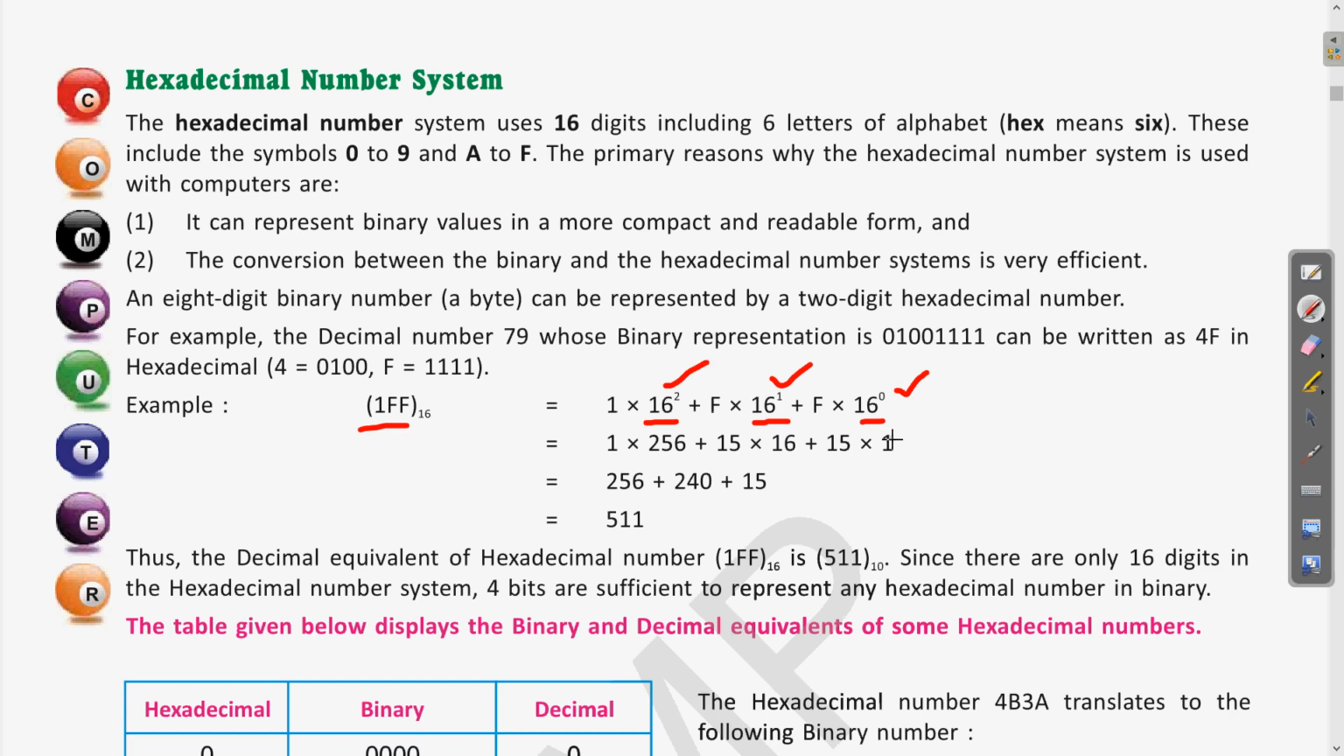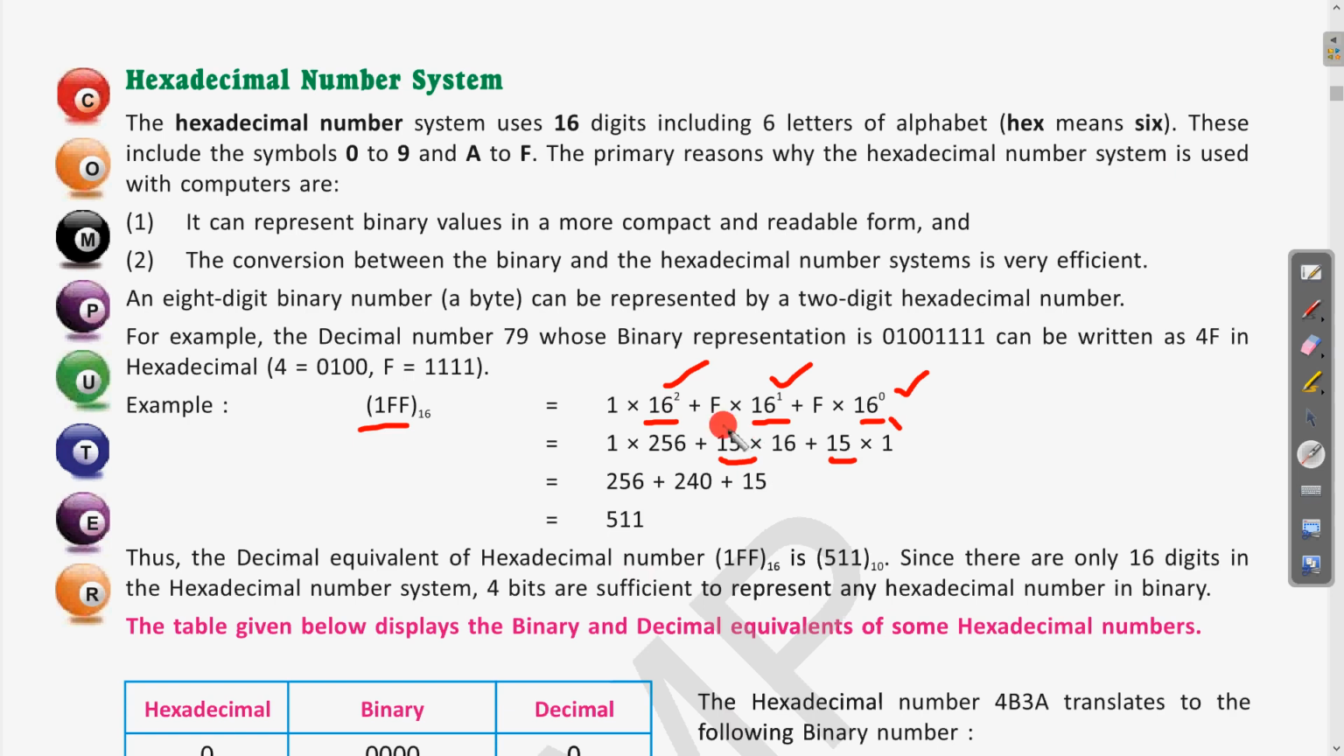Clear? Then the F is denoted as 15. So it will not be meaningful if we multiply 16 with F. We have to convert this F to some digit. So F is denoting 15. The same we are doing here. Clear? So F is 15. 15 into 16 power 0 is what? 16 power 0 is 1. So 15 is multiplied with 1.